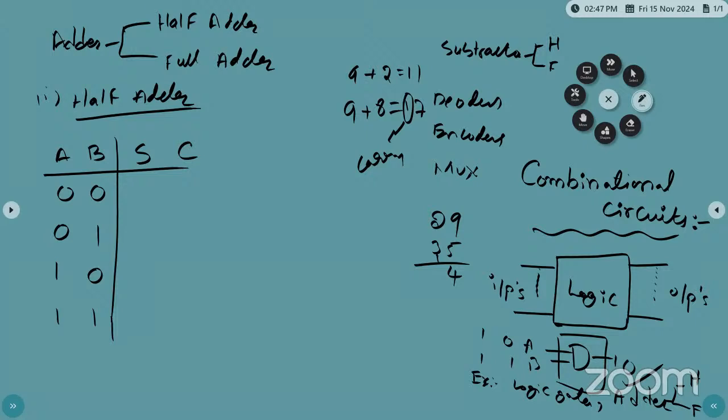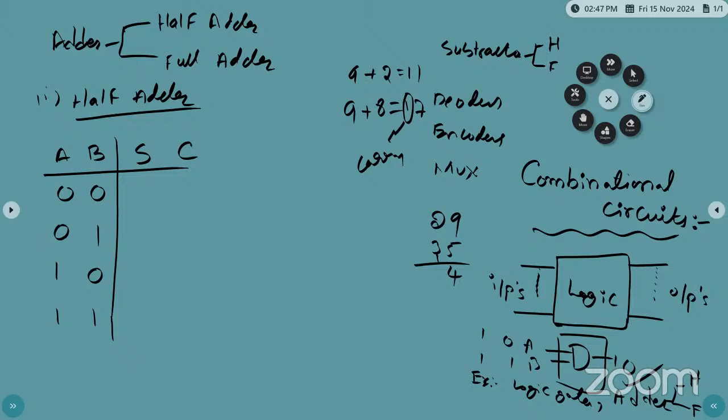Similarly, in binary, what is the maximum symbol value? 1. When 2 is not available in the digital system, what is 2 equal to in binary? 1, 0. So 0 is the sum value and 1 is the carry. You can remember this now.